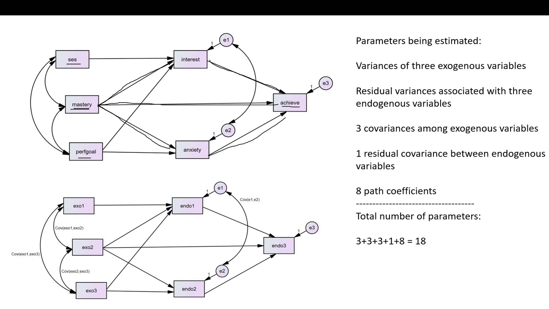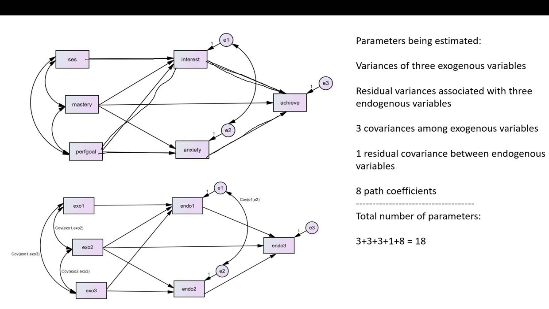Then we've got SES affecting achievement only through this route right here. So this path and then this path. Then we have performance goals affecting achievement through the interest variable. So that's the mediating variable there, and then through anxiety.